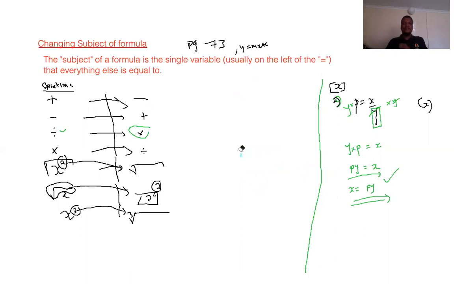I'll do another example. And as I'm doing these examples, I'm adding different types of the same type of question that can come, so that we see how you can apply it in many different scenarios.